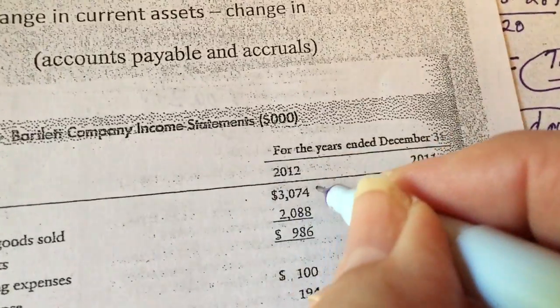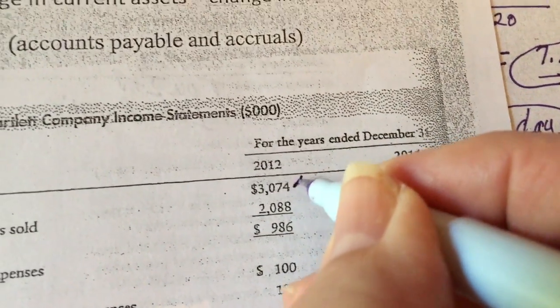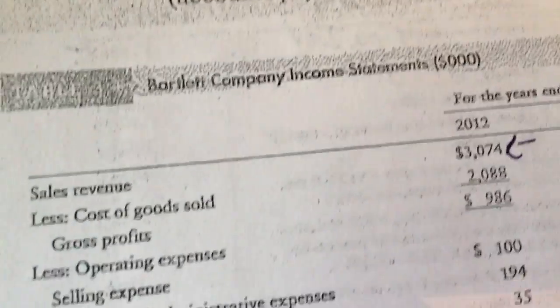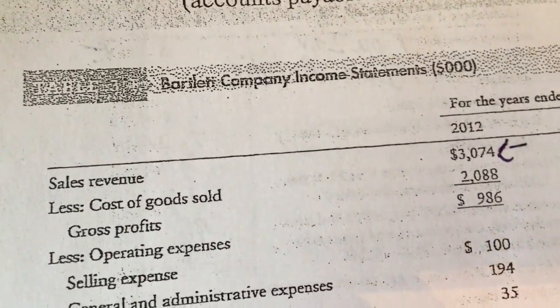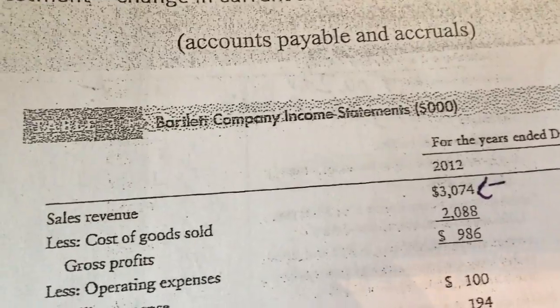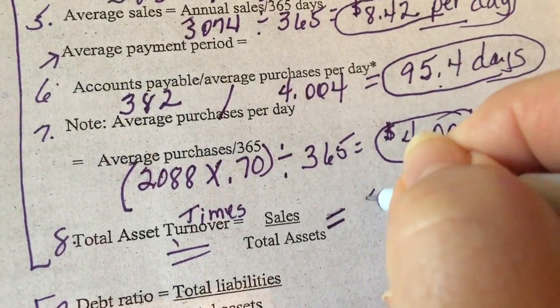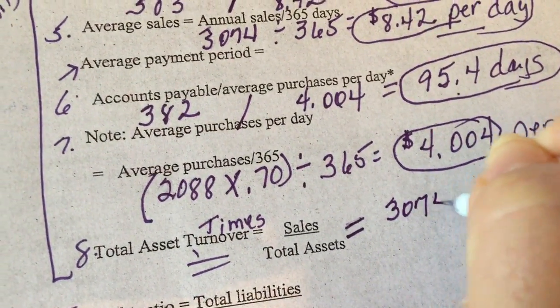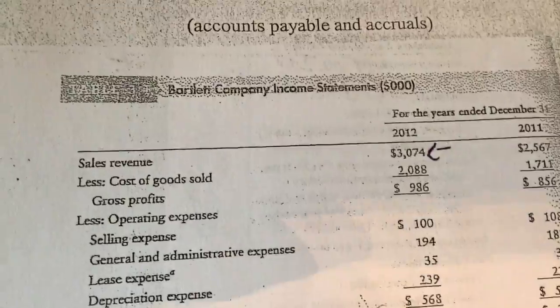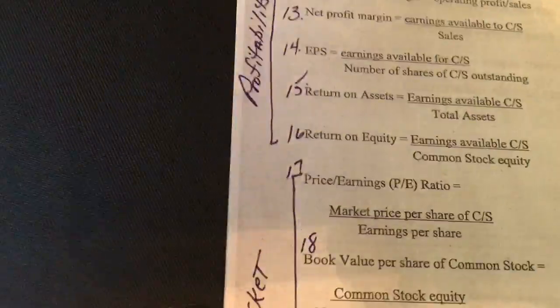Sales, 3074. And we want to divide that by total assets, which will come from your balance sheet. So let's write 3074 down so I can turn the page. And that is from your income statement. And then when I turn the page, we're going to get to total assets.